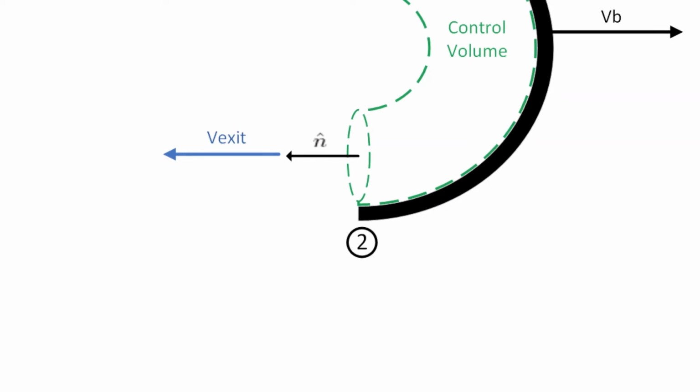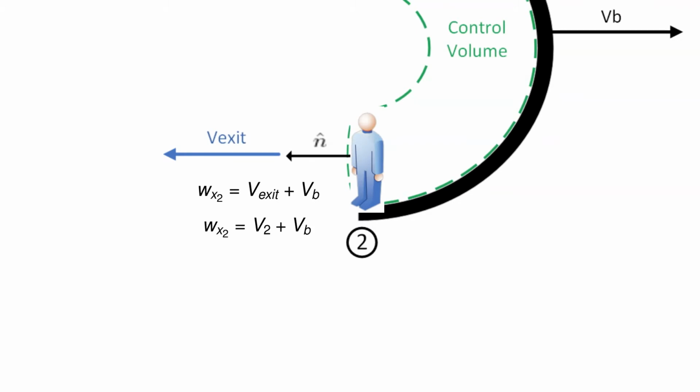Now let's look at surface 2. This time the fluid exit velocity is in the opposite direction to the blade. The relative velocity is the exit velocity of the fluid plus the blade velocity.